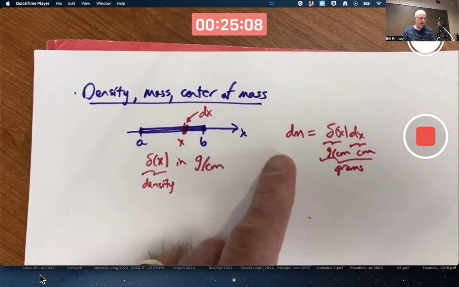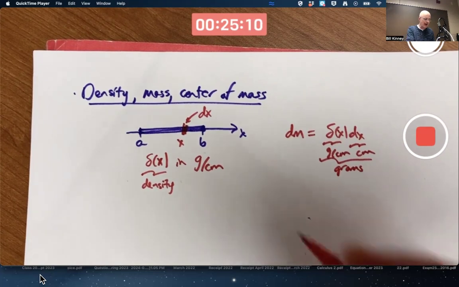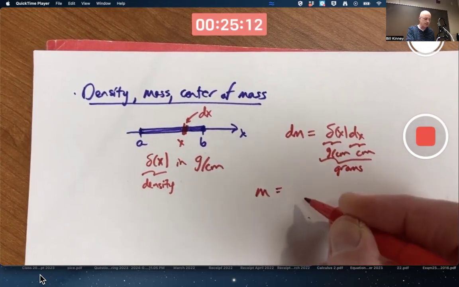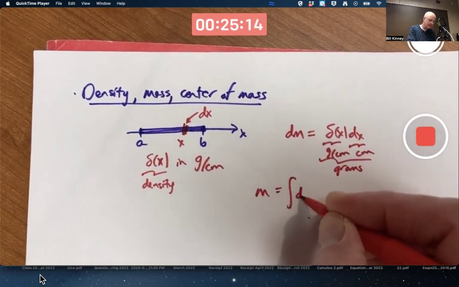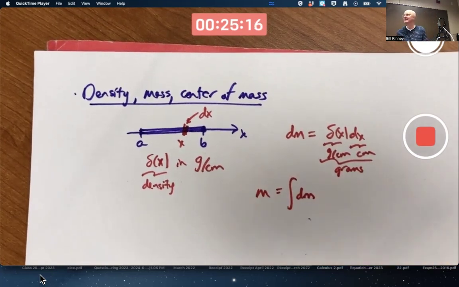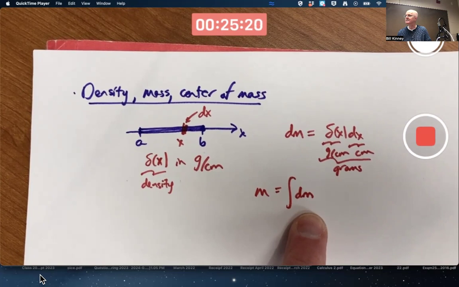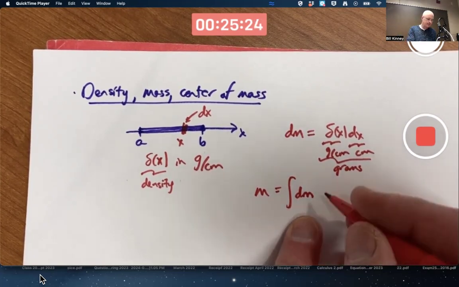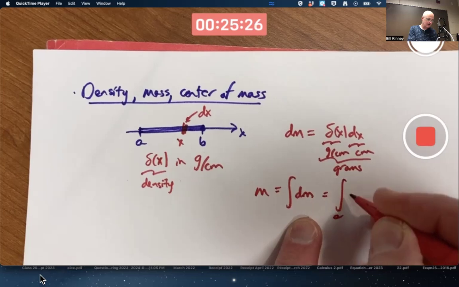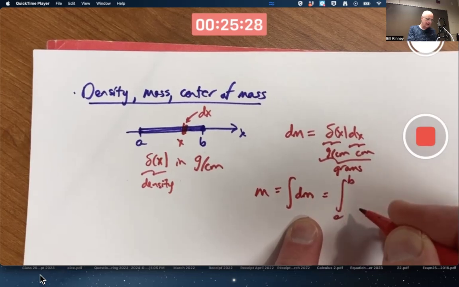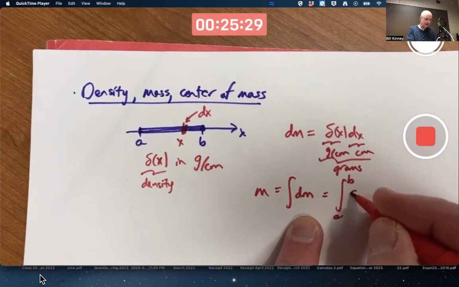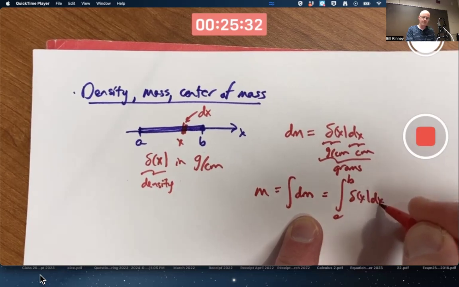So this would be a small mass in grams, and then to find the total mass, you'd add those up, and you think of the integral conceptually as adding. To find the total mass, add up the tiny masses. But then to actually do the integral, you need limits of integration. And you also need to replace dm with delta of x dx.